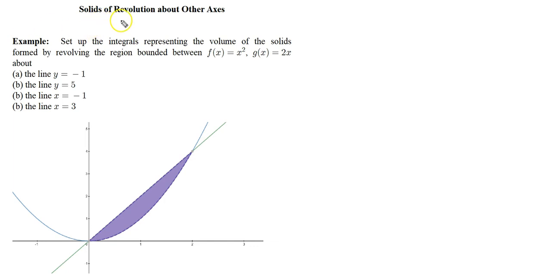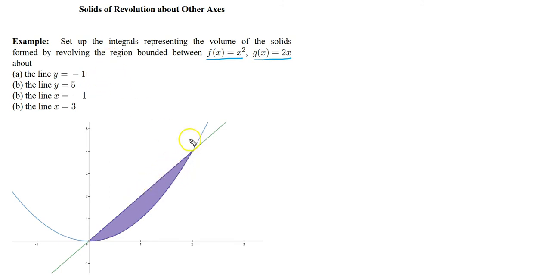Now let's take a look at solids of revolution about other axes, meaning axes other than just the x and y axis. So let's take a look at this example. Here we would like to set up the integrals representing the volumes of the solids formed by revolving the region bounded between these two graphs about these lines. First of all, about the line y equals -1, then y equals 5, x equals -1, and x equals 3. Now we're just going to set up these integrals. They'll be pretty easy to evaluate if you wanted to do that.